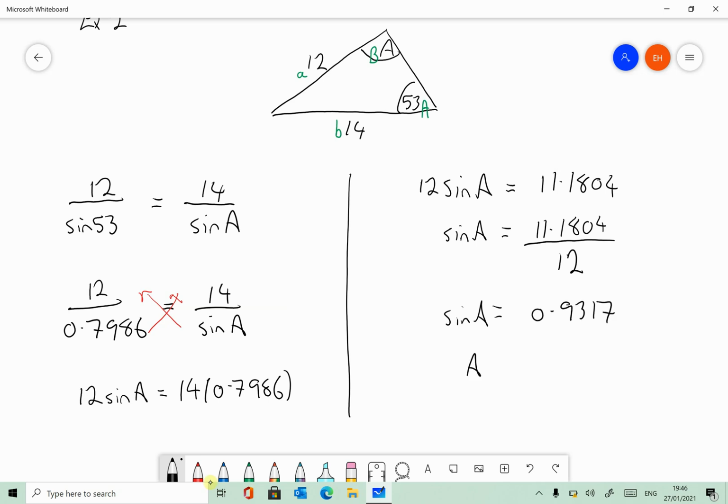So to get rid of that sine again, guys, to get rid of sine on the left hand side, we do sine inverse on the right hand side. So A is equal to shift sine inverse of the answer, which is 68.7 degrees.